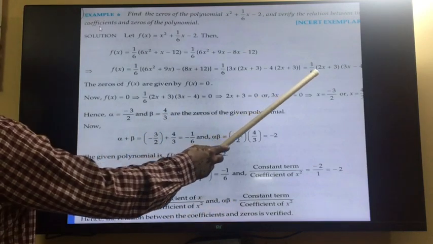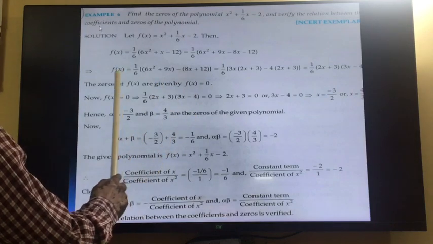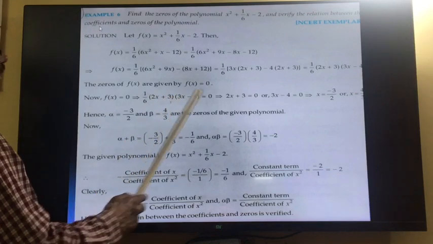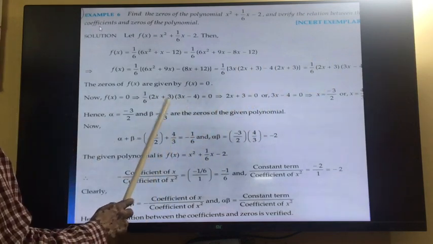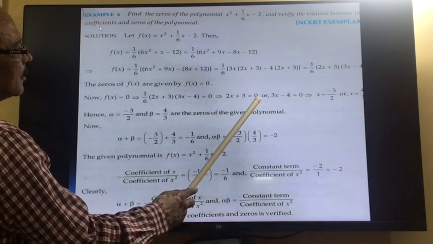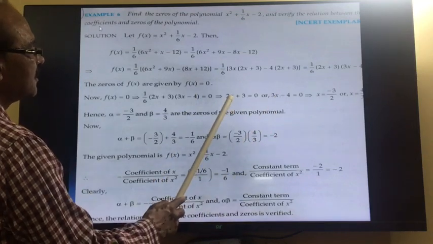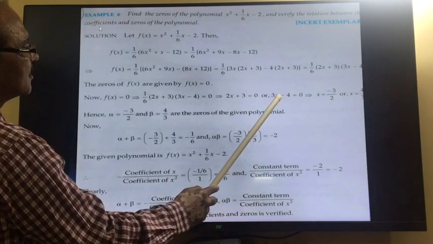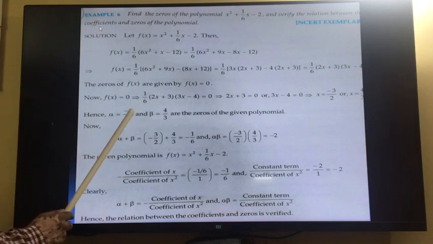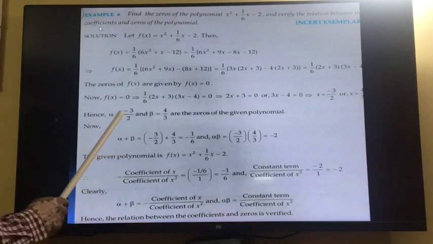So after getting these two factors, I told you to get the zeros, always put the polynomial equal to 0. So f(x) is equal to 0. It means 1 by 6 into 2x plus 3 and 3x minus 4 will be equal to 0. This will give us 2x plus 3 is equal to 0 or 3x minus 4 is equal to 0. So this will give us x is equal to minus 3 by 2 or x is equal to 4 by 3. So alpha will be the first root, equal to minus 3 by 2, and beta will be 4 by 3. So you got two roots.